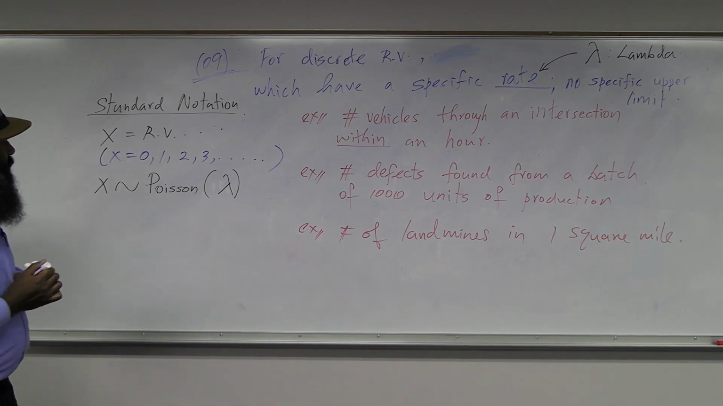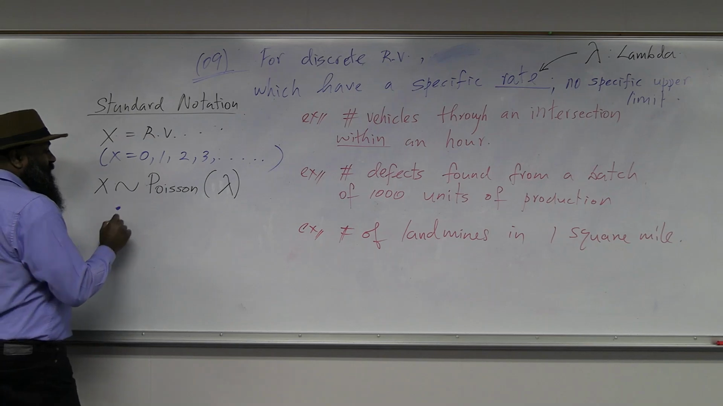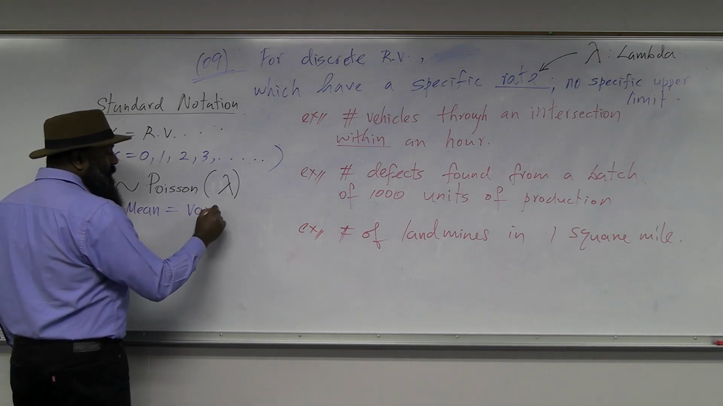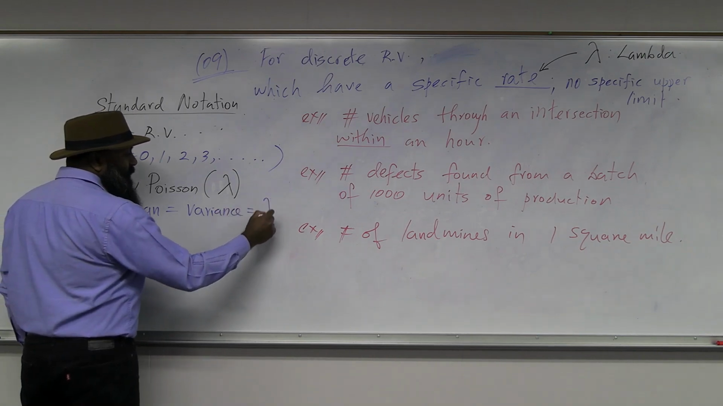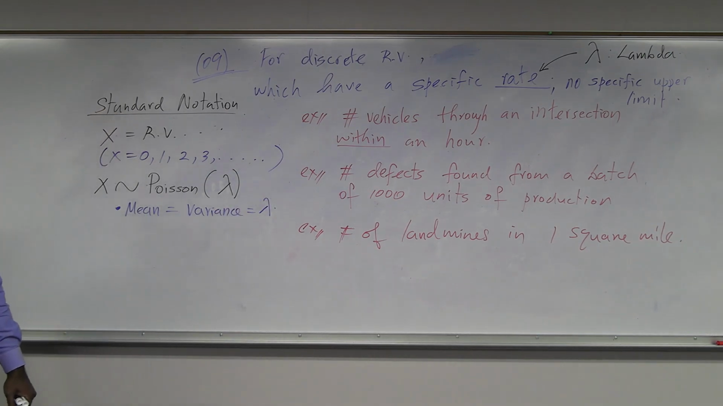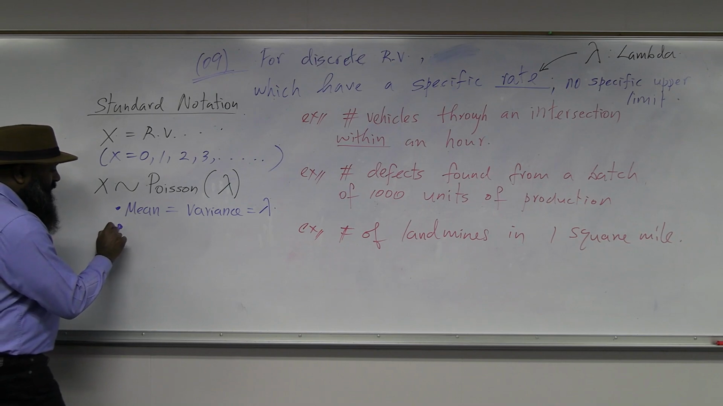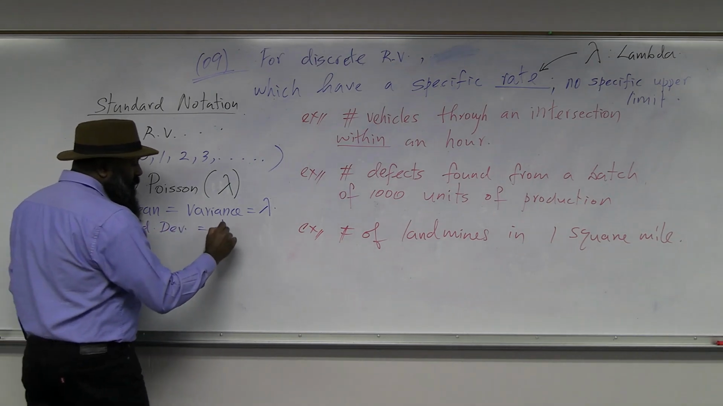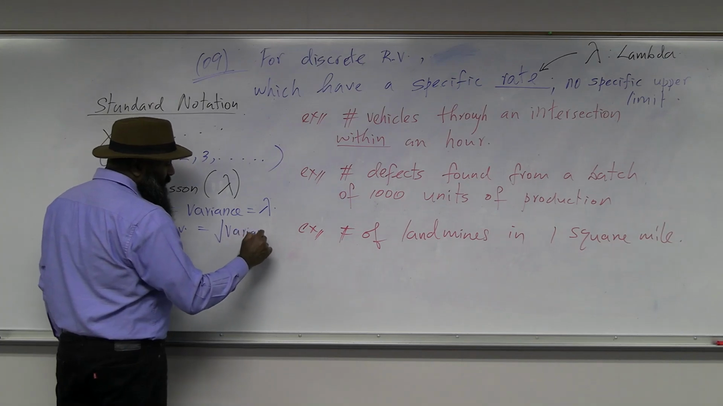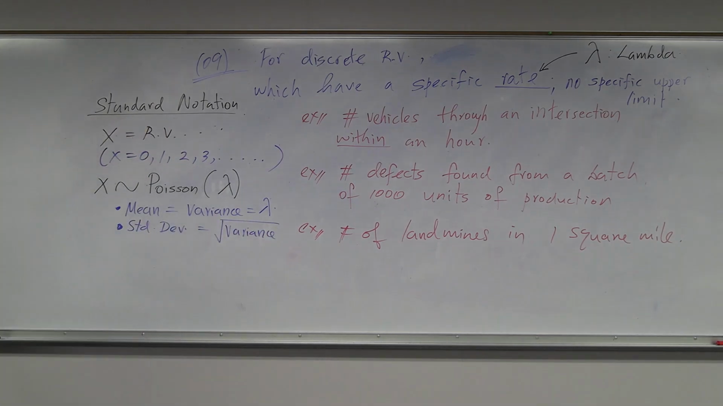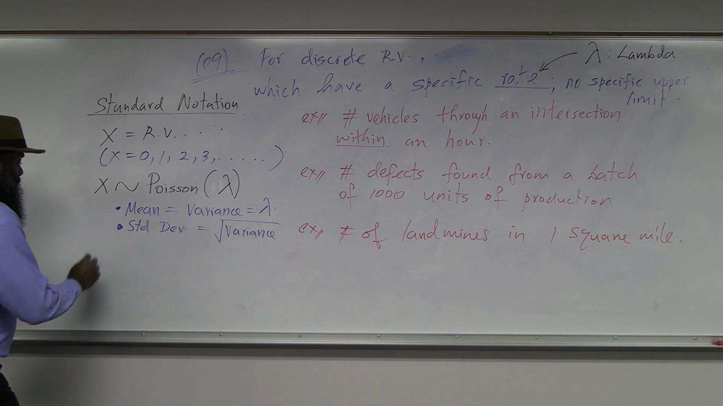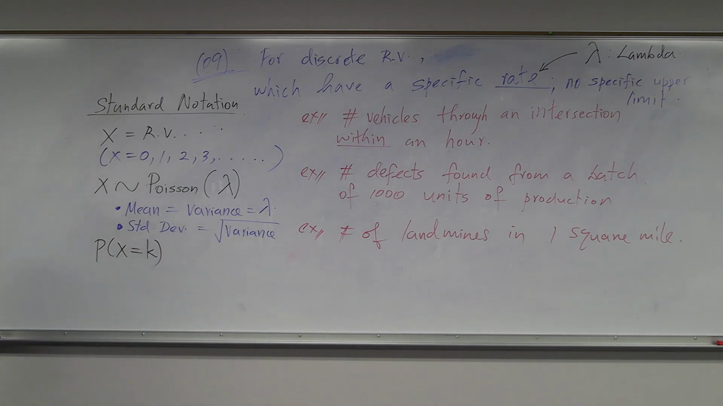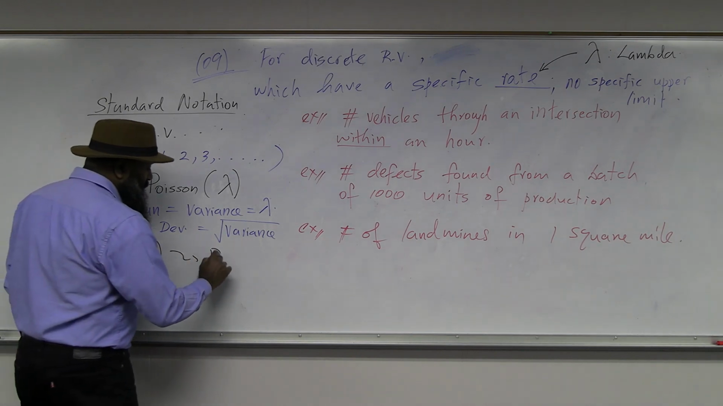And it has a mean and a variance. Both mean and variance are equal to each other. They will be equal to lambda. And if you want to find the standard deviation, you have to take the square root of the variance, as usual. If you need to find a probability, like probability X equals k, you have to use Poisson PDF.